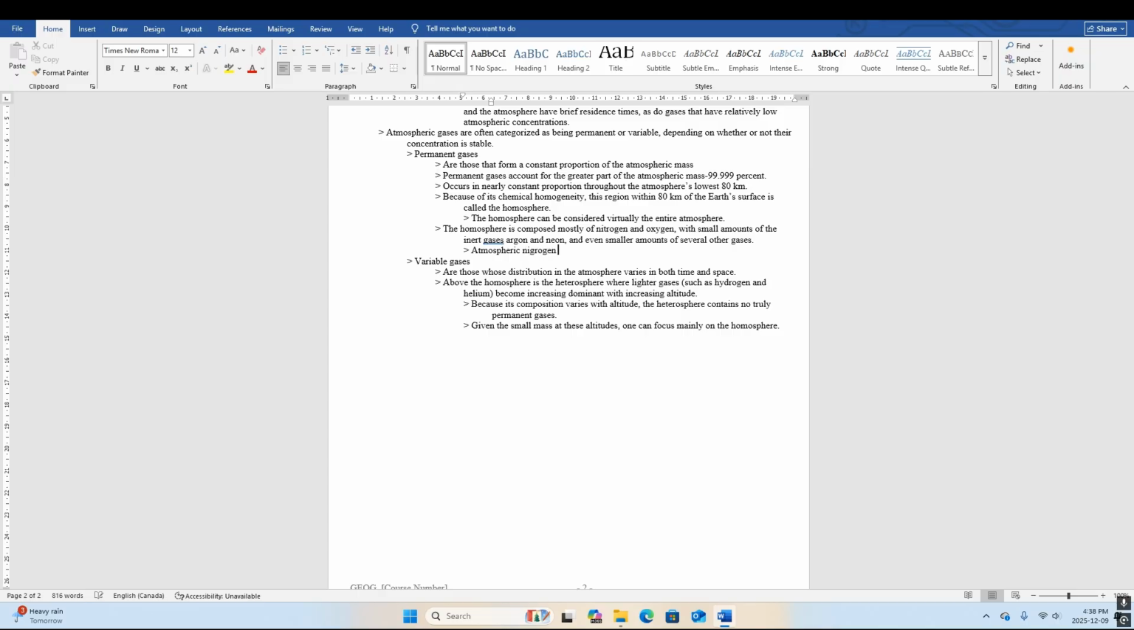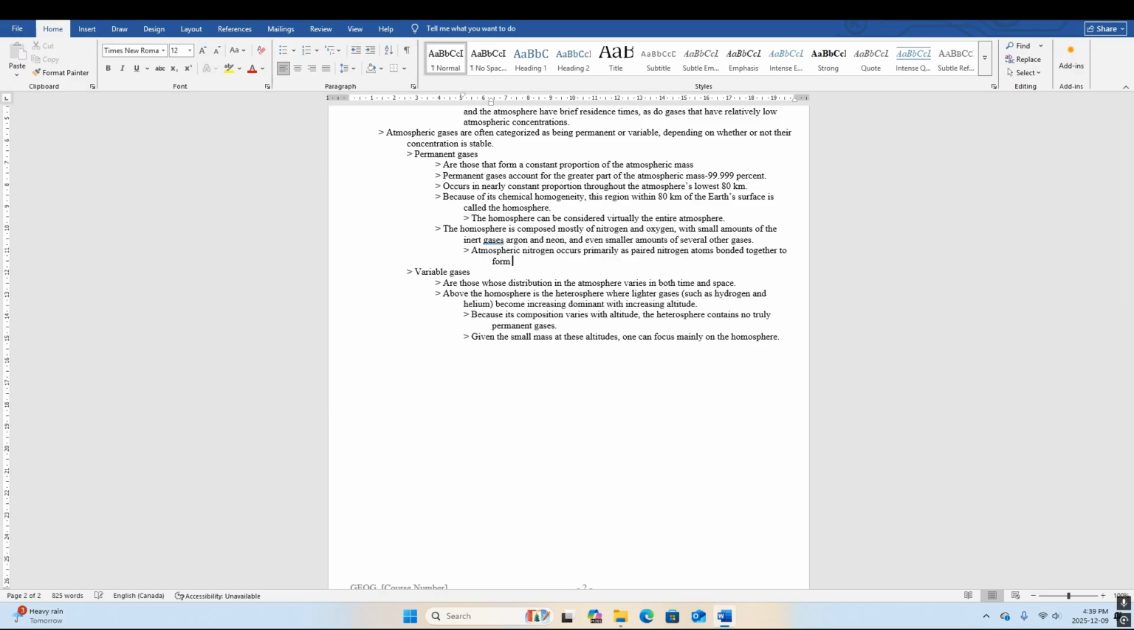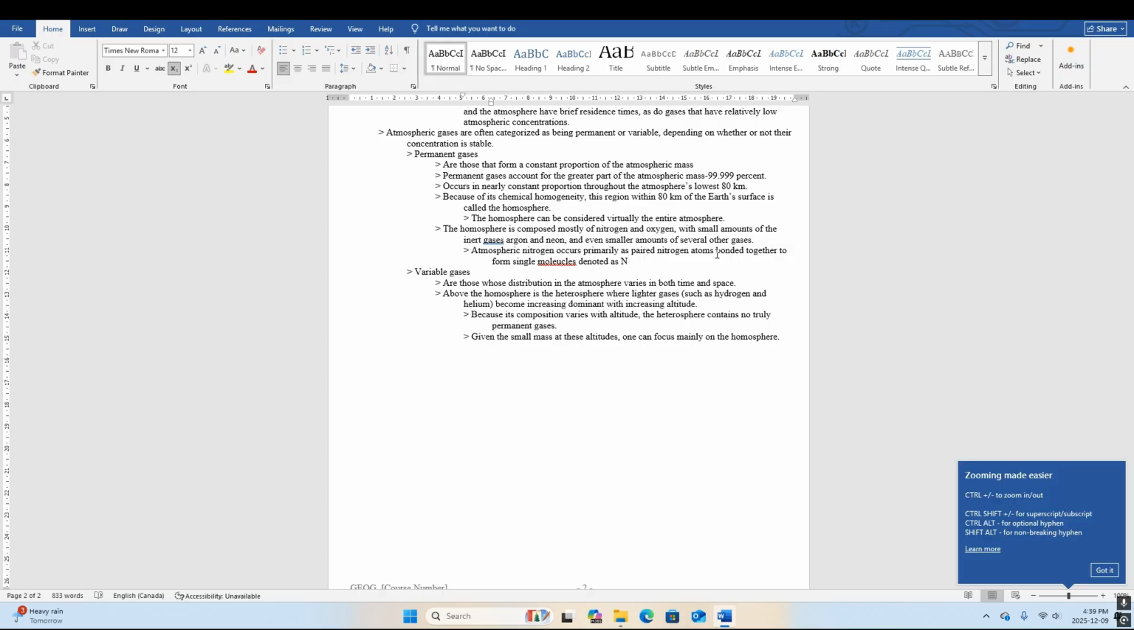Atmospheric nitrogen occurs primarily as paired nitrogen atoms bonded together to form single molecules denoted as N2.